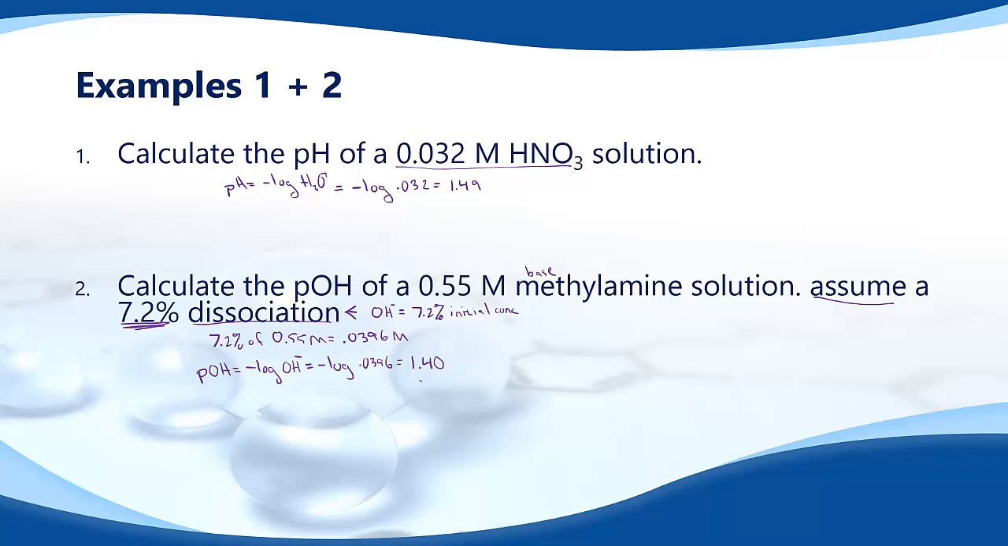pOH of 1.4. The lower the pH, the more acidic it is. The lower the pOH, the more basic it is. Now you guys should already know that for a solution at 25 degrees, below 7 is acidic, above 7 is basic. Right, we're always going to be working at 25 degrees here, so you don't have to really worry about anything different than that.